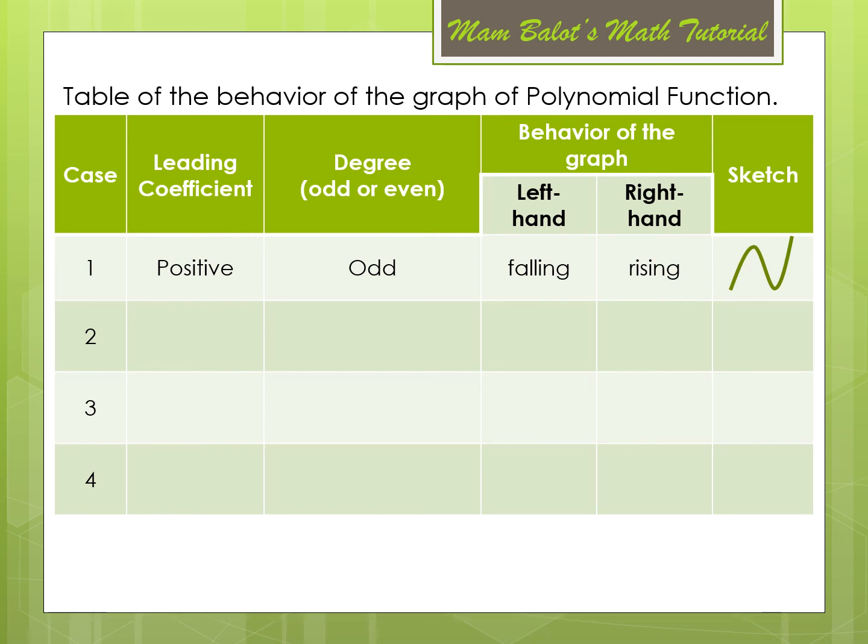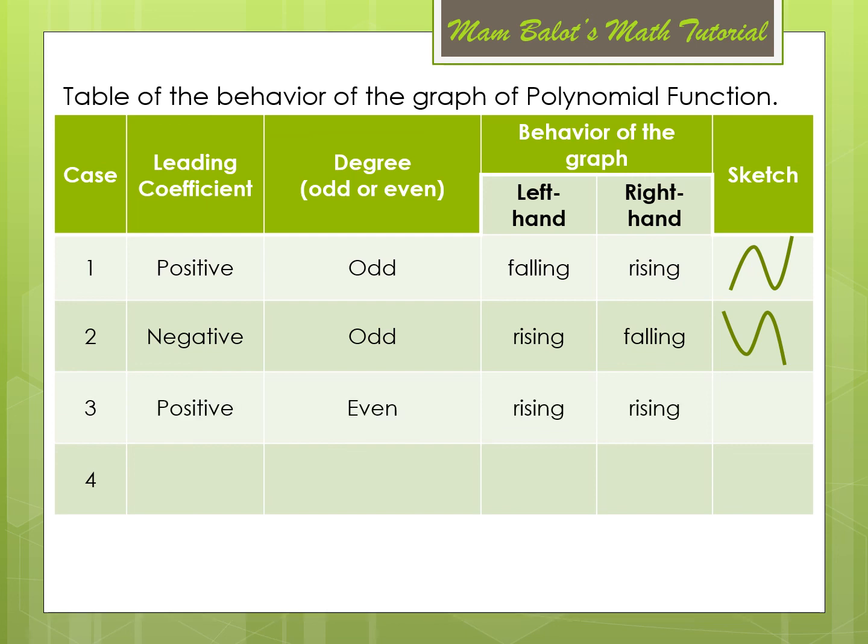Then the second case is, if the leading coefficient is negative and the degree is odd, the behavior of the graph would be rising and then falling. So the sample sketch is this one: rising on the left hand and then falling on the right hand. The third case is, if the leading coefficient is positive and the degree is even, the behavior of the graph is rising, rising. So both rising on the left and the right hand. So this is now the sample sketch. And for case number 4, if the leading coefficient is negative and the degree is even, then the behavior of the graph must be falling, falling. So this is the sample sketch. So falling on both sides.